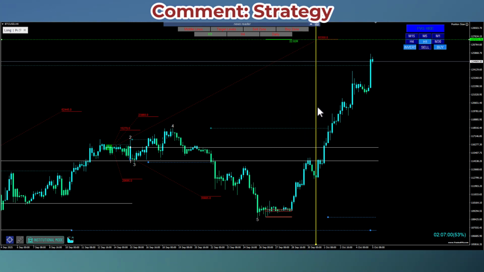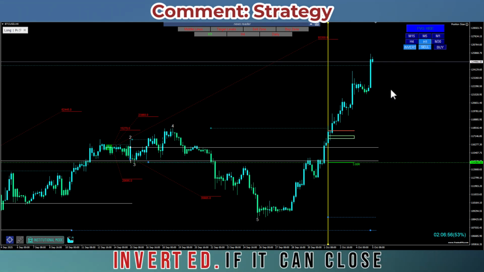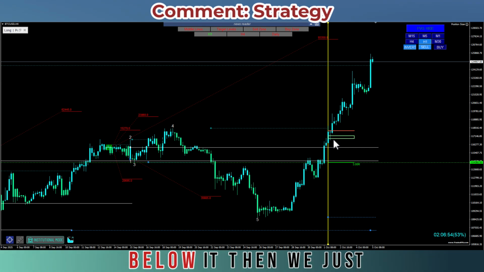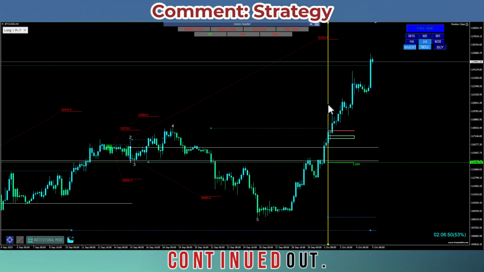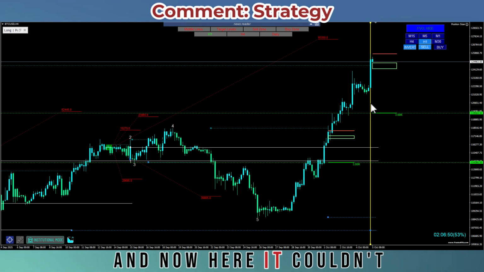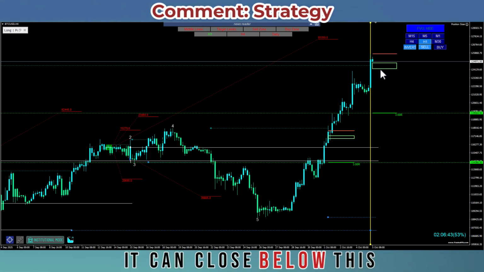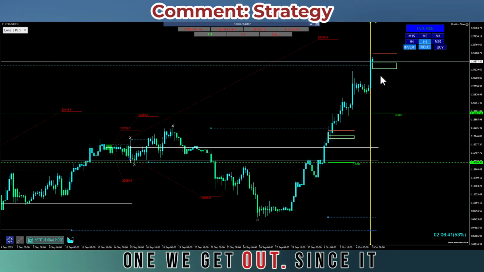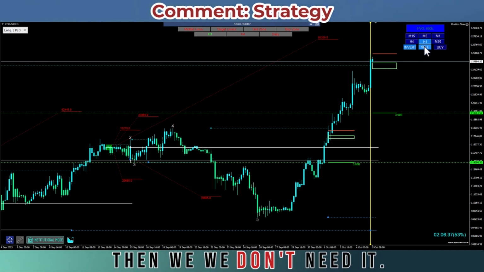We can put this here, and then put a sell inverted. If it can close below it, then we just exit. So here it couldn't close below it, so it continued up, and now here it couldn't close below it. So until now it didn't close. So if it can close below this one, we get out. Since it didn't close, then we don't need it.